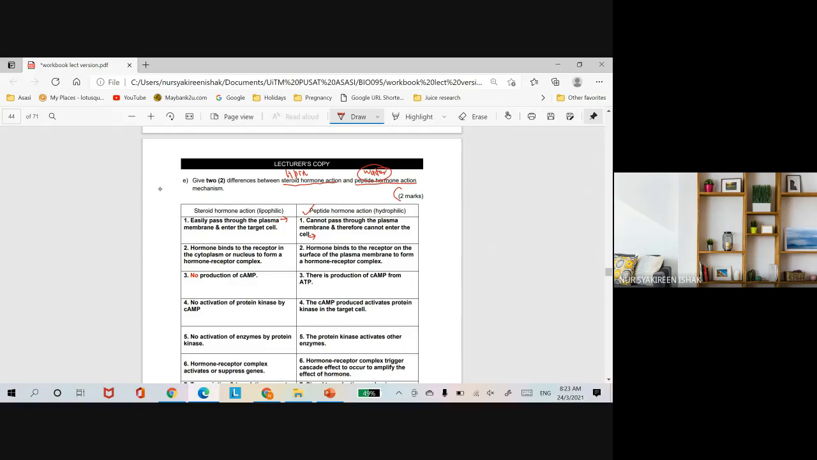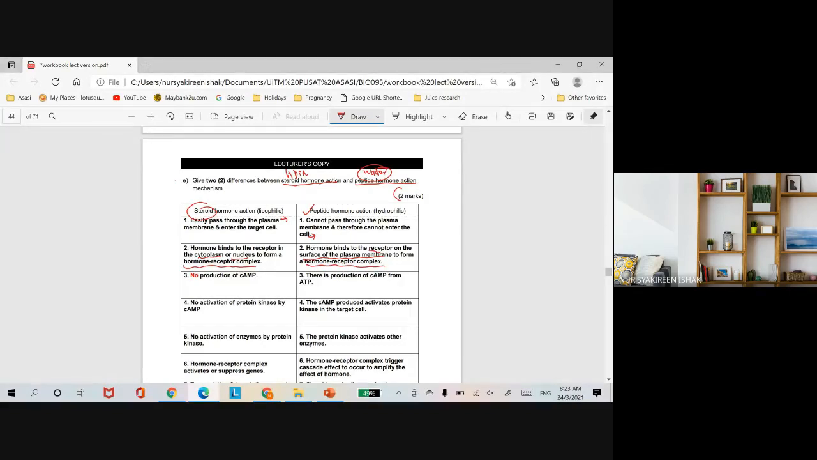Okay, second point. So hormone binds to the receptor in the cytoplasm or in the nucleus. So for steroid hormone, the location of the receptor is either in the cytoplasm or in the nucleus, to form hormone receptor complex. Okay. So next, for the peptide hormone or water soluble hormone, the receptor is located at the surface of the plasma membrane, or you could say the receptor is embedded in the plasma membrane. As the hormone binds to the receptor, it forms the hormone receptor complex.